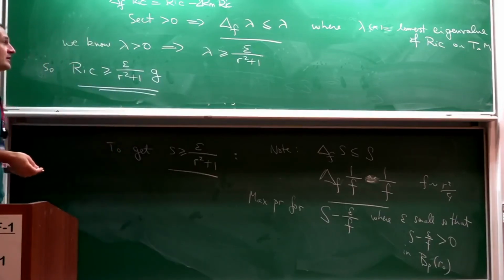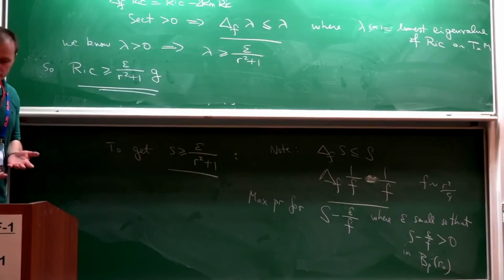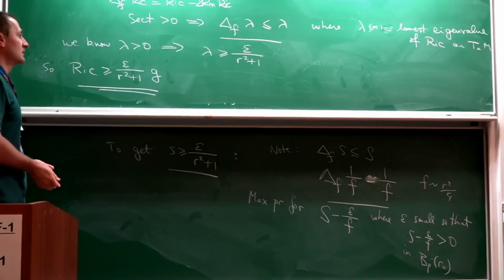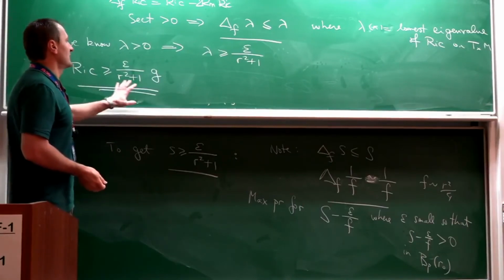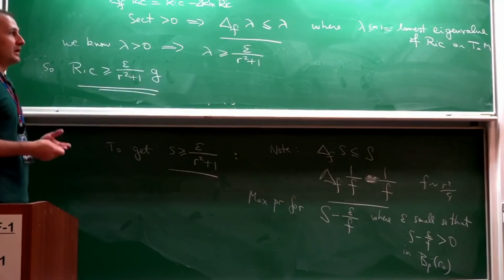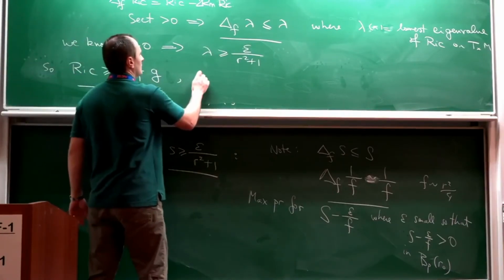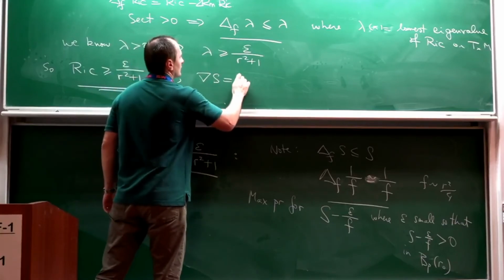So I have a lower bound for Ricci. Itself, this doesn't say much. Having a lower bound for Ricci doesn't mean that the manifold is compact yet. So this does not imply compactness yet. But we start using other identities. So we start using this one, for example.